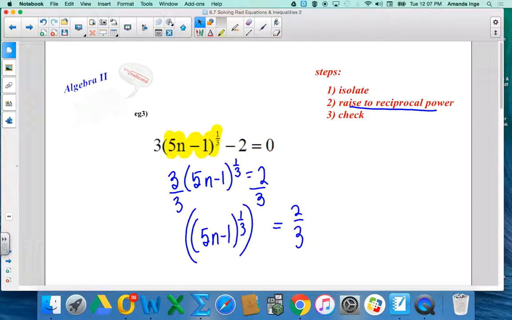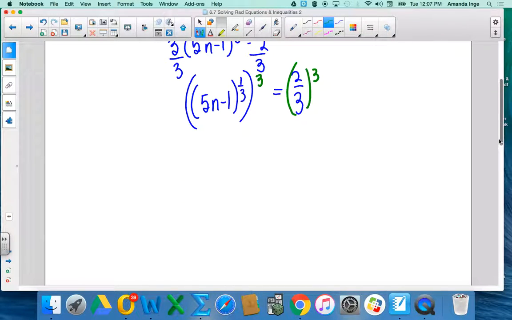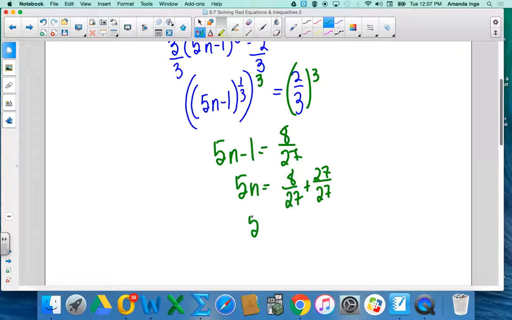What's the reciprocal of 1/3? 3. You want to raise it to the 3rd power. And then that gives us 5n minus 1 is equal to 8 over 27. We get 5n is equal to 8 over 27 plus 27 over 27. We get 5n is equal to 35 over 27. We multiply by 1/5. Our final answer is n is equal to 7 over 27.